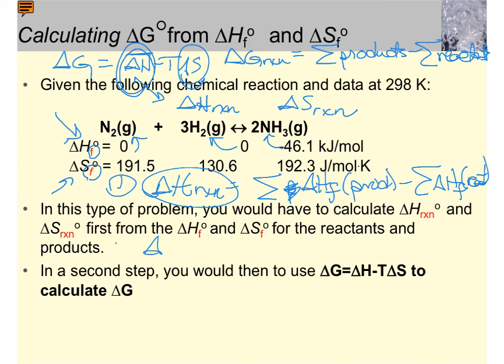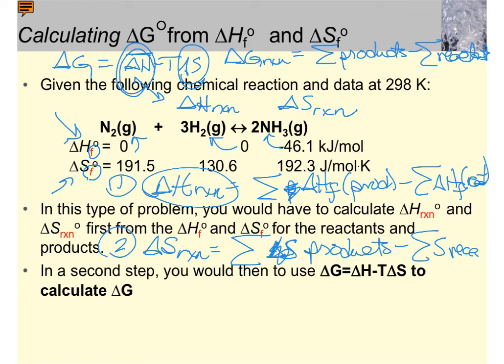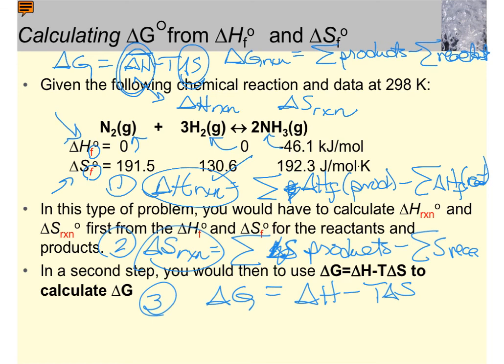Step two, you'd have to do the same thing to find entropy change of reaction. In other words, you would have to take the sum of entropies, you can say entropy of formation or just absolute entropy of products minus entropy of reactants. Okay, and so once you have the enthalpy and entropy of reaction, then you could calculate the free energy from the first two values that you calculated. So it's really three separate calculations. Tedious, but.